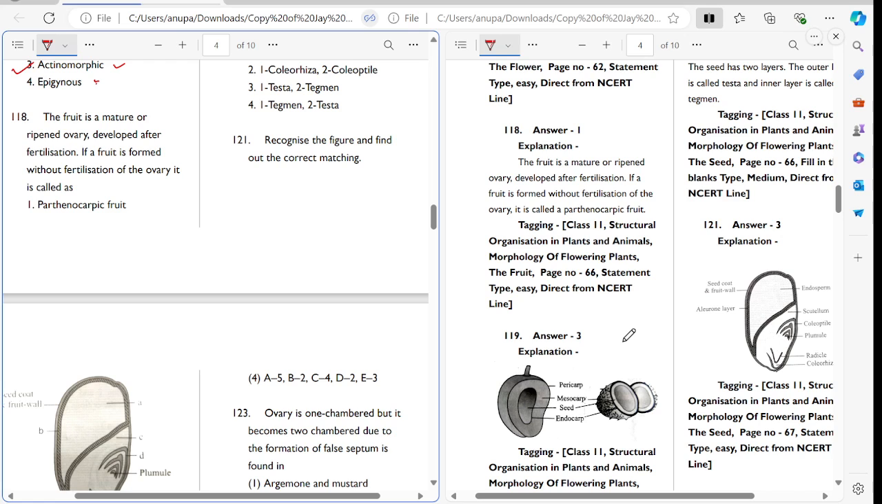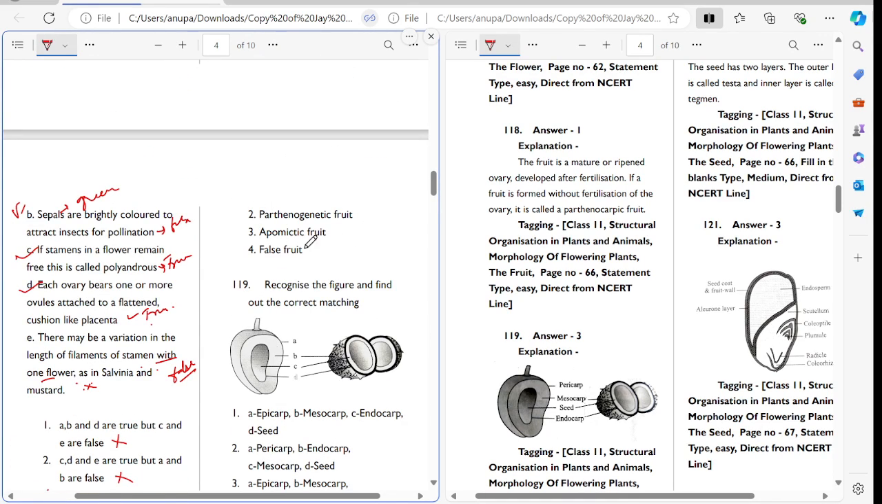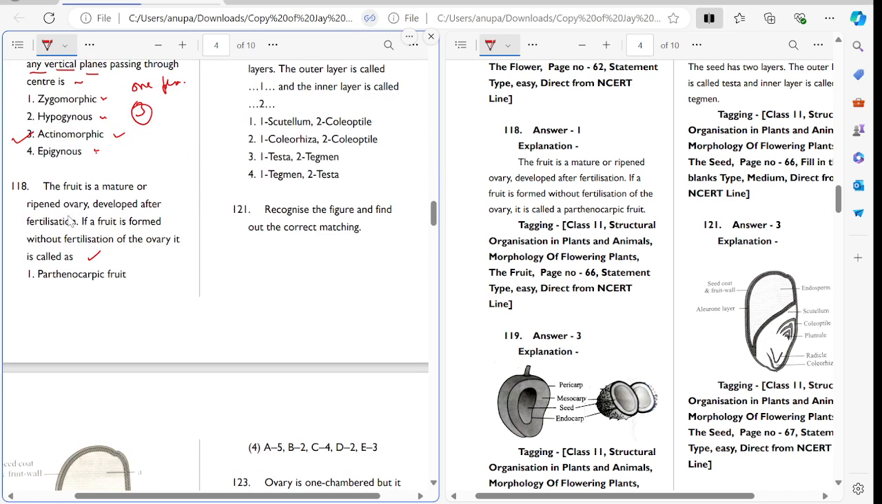Question number 118 states that the fruit is a mature or ripened ovary developed after fertilization. If a fruit is formed without fertilization of the ovary, it is called. The options are parthenocarpic fruit, parthenogenetic fruit, apomictic fruit, false fruit. The answer for this question will be A.